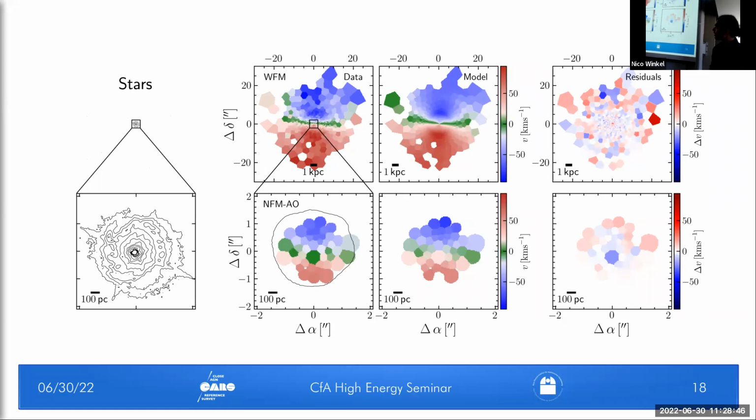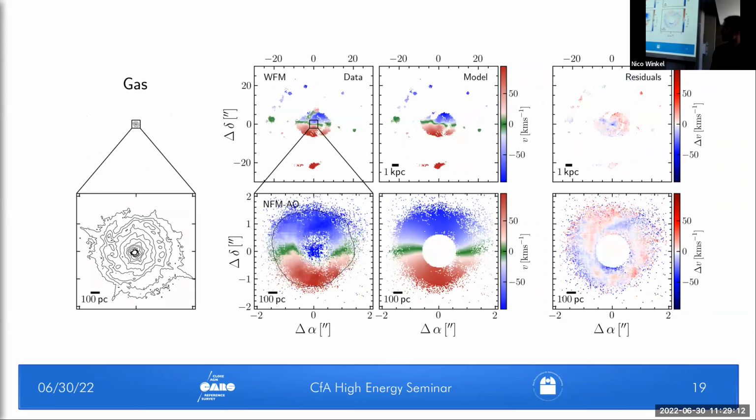Right next to it is the model that we fit to it, which is a very simple model. It doesn't use a lot of parameters except the rotation curve that it extracts out of it. And yeah, the velocity residuals are shown on the right-hand side here. And you can see that this simple model reproduces the rotation quite well, from the galaxy scales to the very nucleus.